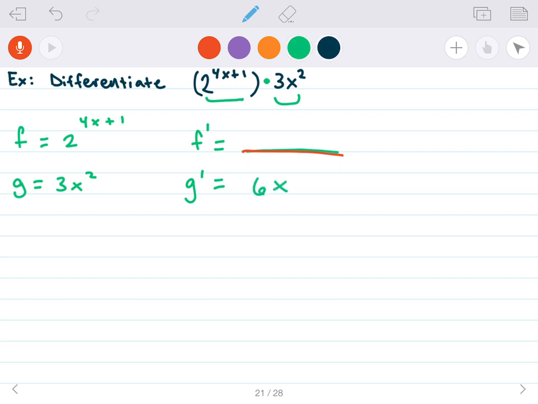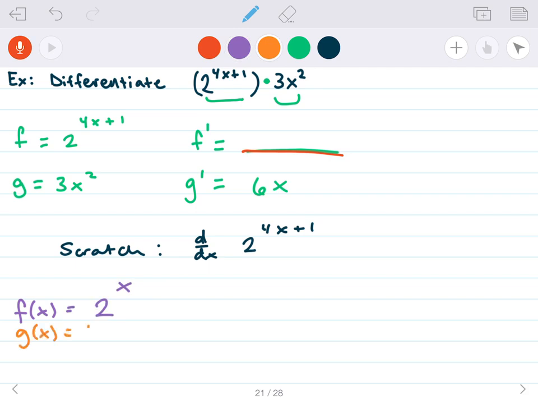So let's go ahead and do some scratch work to find f prime. So I want to find the derivative of 2 to the 4x plus 1. In this case, my outer function is going to be just 2 to the x, and my inner function is going to be 4x plus 1. Now, in order to do chain rule, I need f prime of g.